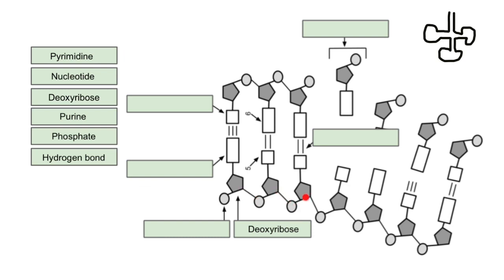As you see, every sugar in this chain is connected through the phosphodiester bond, and that means we have here a phosphate group. So this is going to be a phosphate group. Between two bases we can see a triple hydrogen bond or double hydrogen bond. So we can put here hydrogen bond, which again can be triple or double.